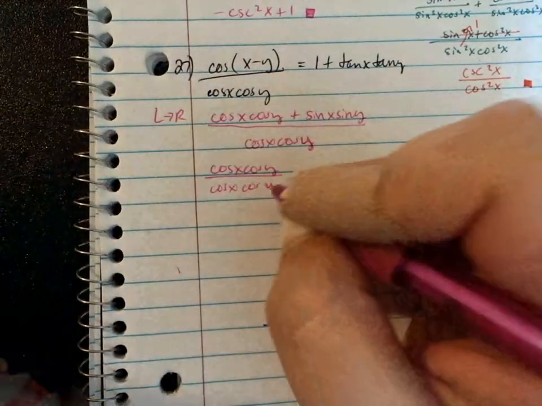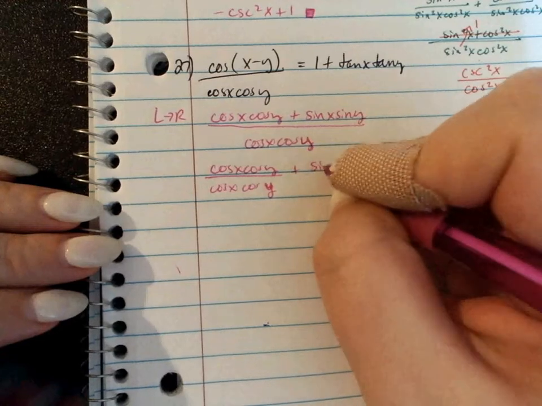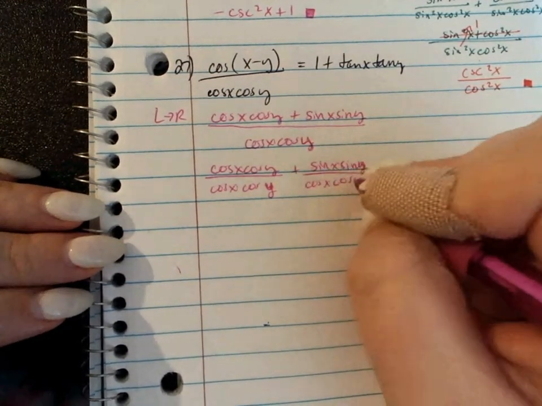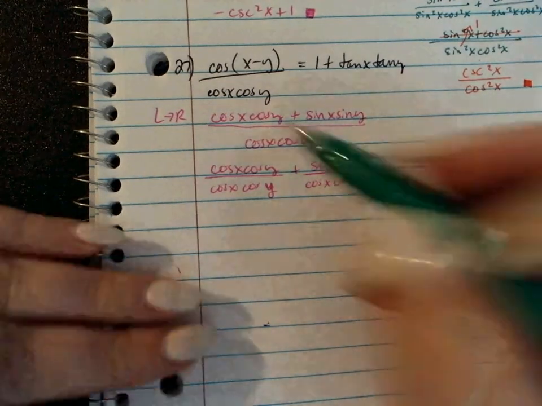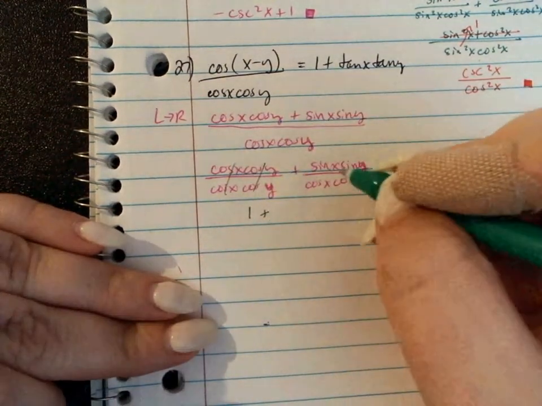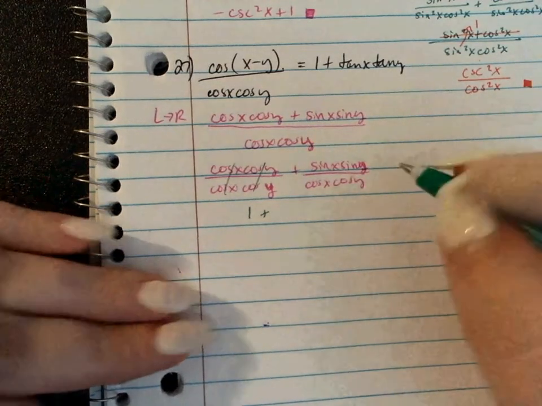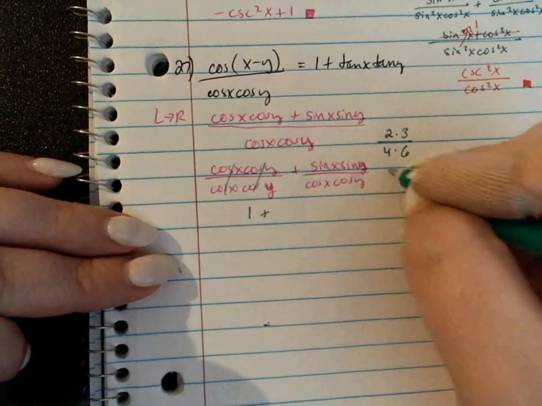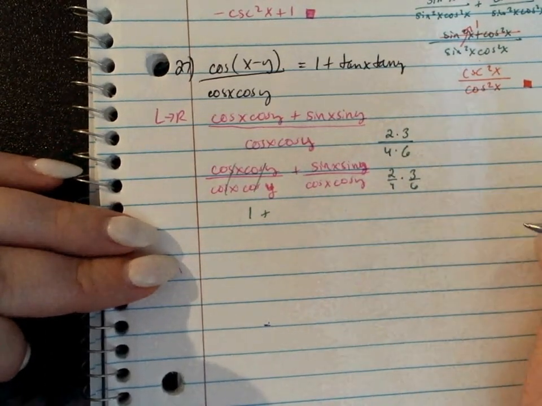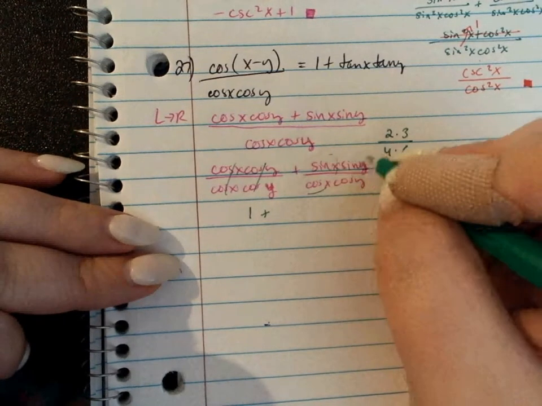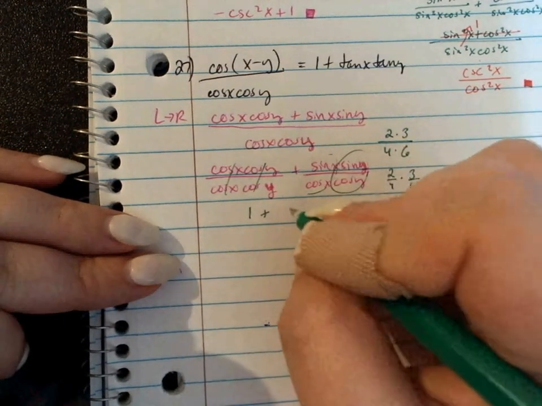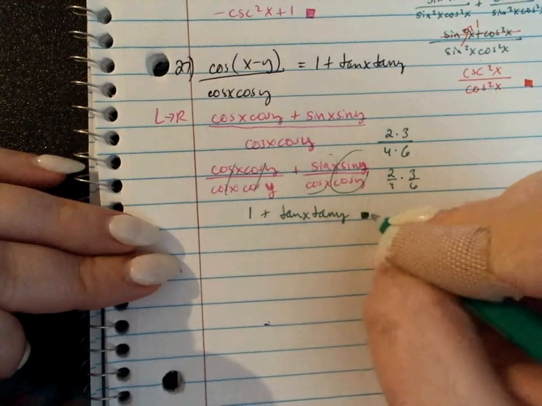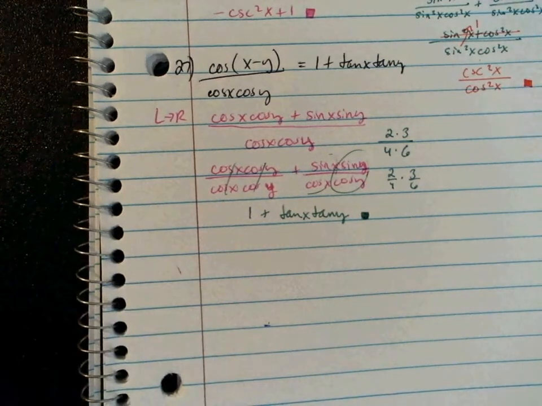And this is going to be plus sine x sine y divided by cosine x cosine y. Something divided by itself is 1. And then this can be split up because in the same way that I can say 2 times 3 divided by 4 times 6 is the same thing as 2 fourths times 3 sixths, I can split this up and say sine of x divided by cosine x and sine of y divided by cosine y is the same thing as tan x tan y. And there we go. That is that.